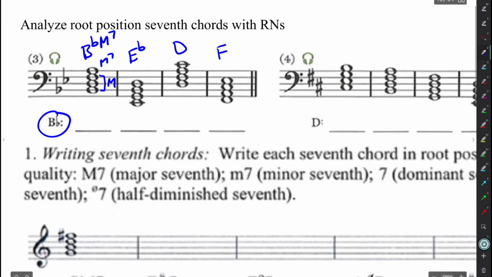Next, we have E flat G B flat, which spells a major triad. E flat to D spells a major 7. So this is also a major 7 chord, E flat major 7. Next, D F A spells a minor triad, and D to C spells a minor 7th. So this becomes a D minor 7 chord. And finally, F A C spells a major triad. F to E flat spells a minor 7th, which makes this just an F7 chord.